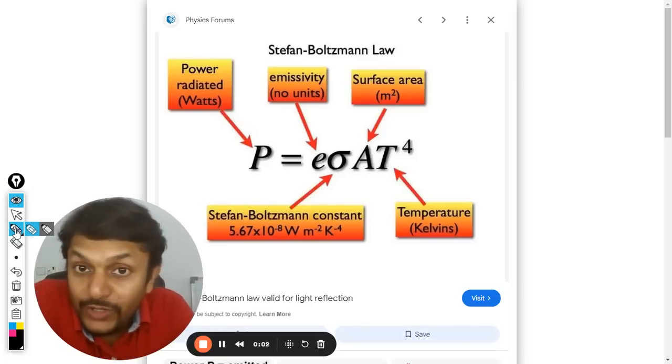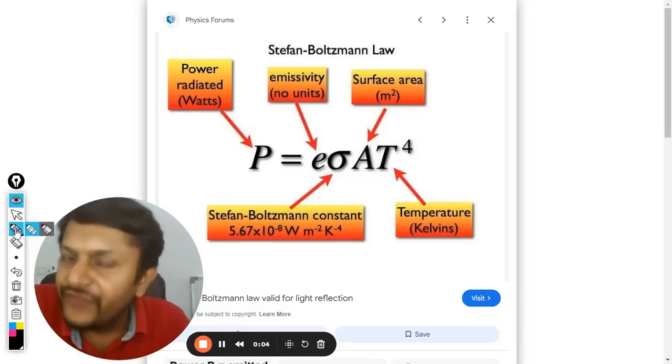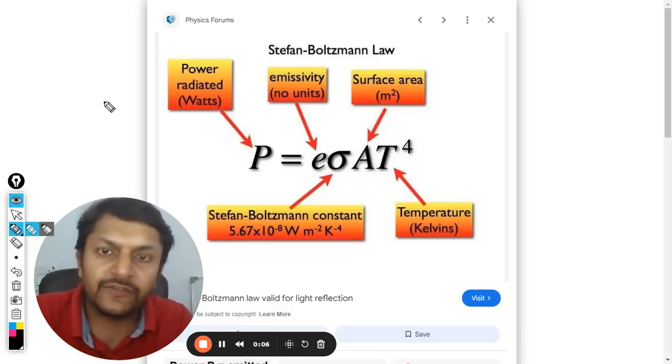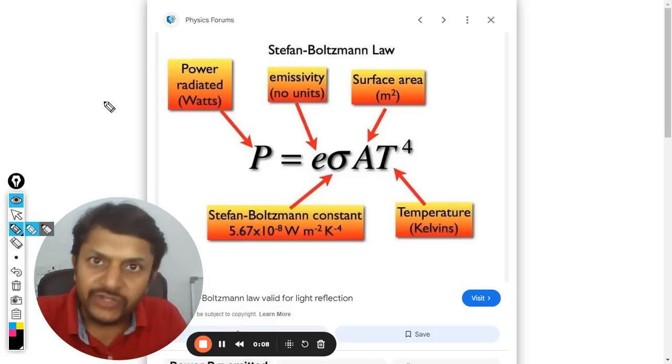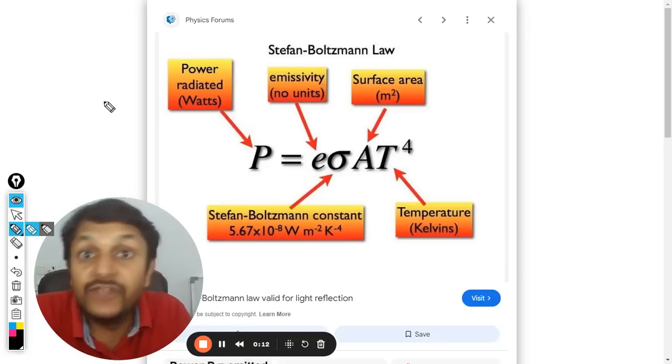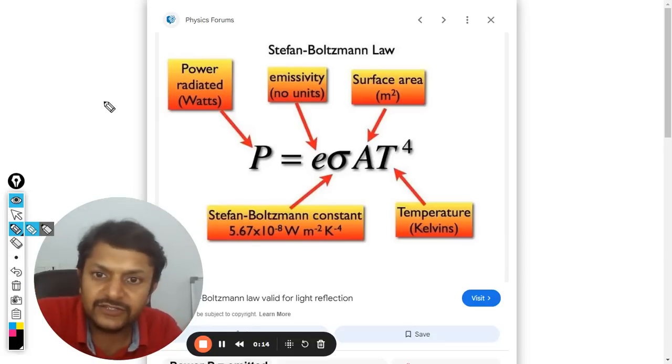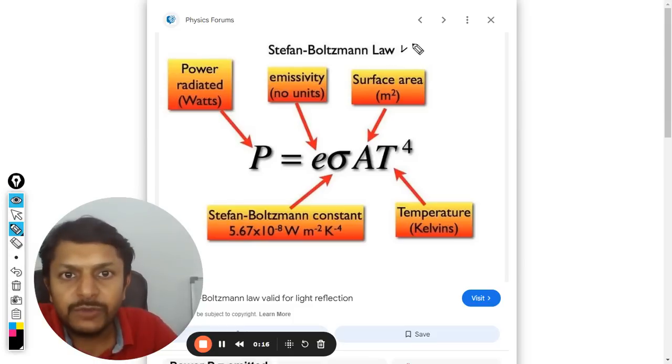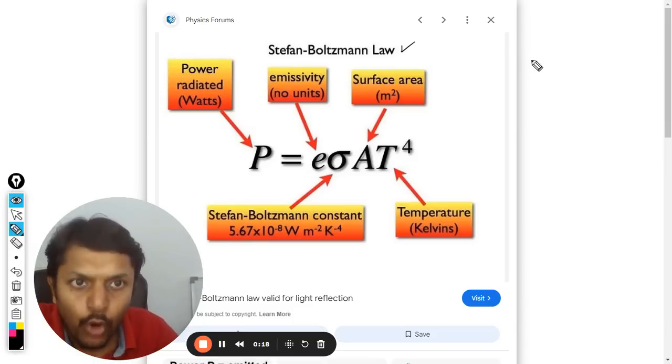Okay, dear students. So in this video, we are going to do Stefan Boltzmann law. There are two laws that we want to learn as per the radiations are concerned. The first one is Stefan Boltzmann, and the second one is the Wien's displacement. We will see it in the next video. So Stefan Boltzmann law talks about a body.